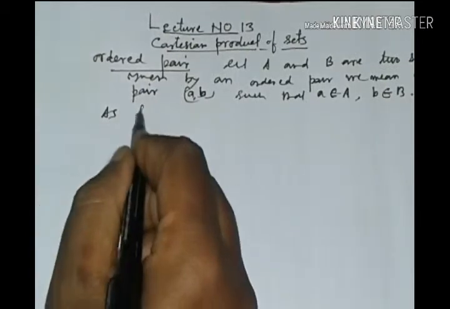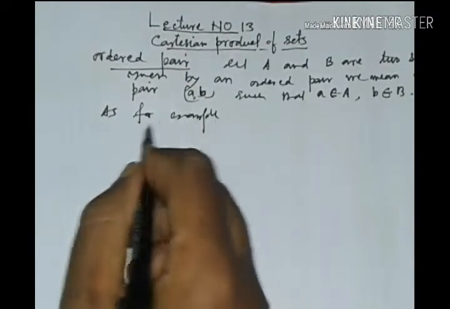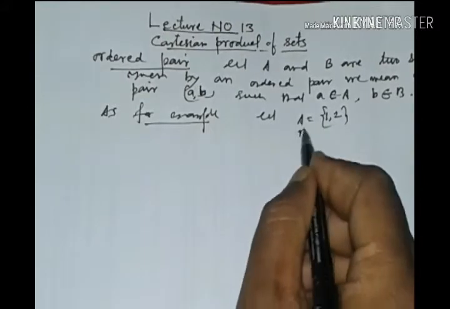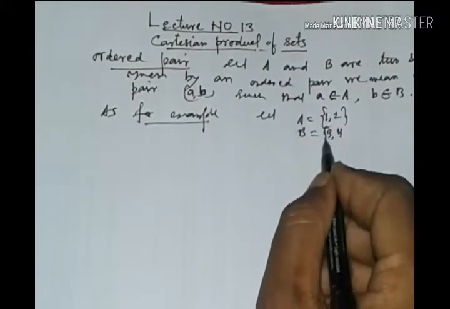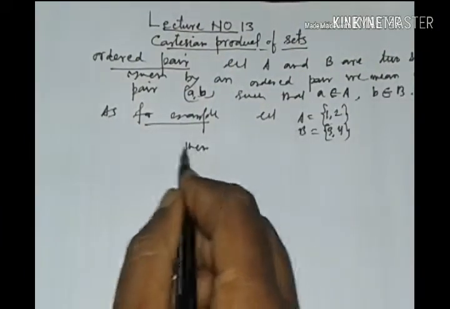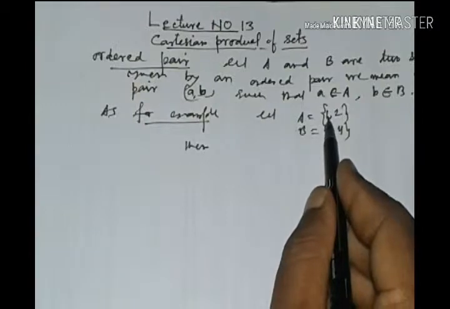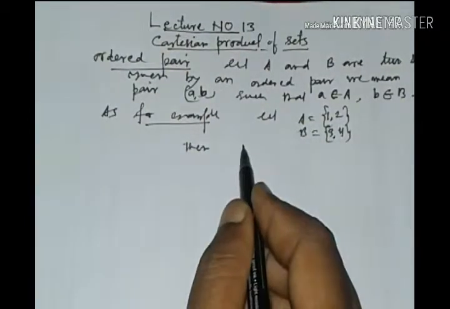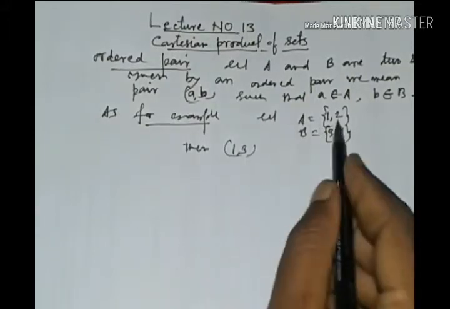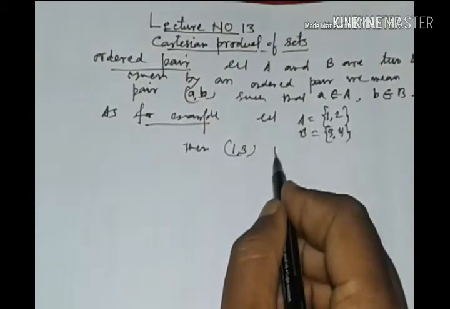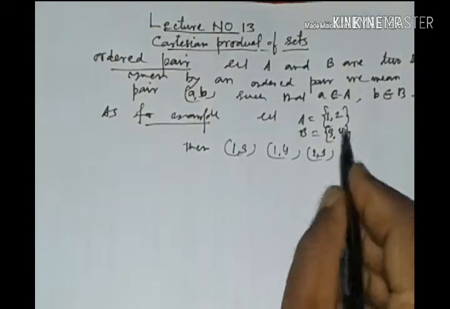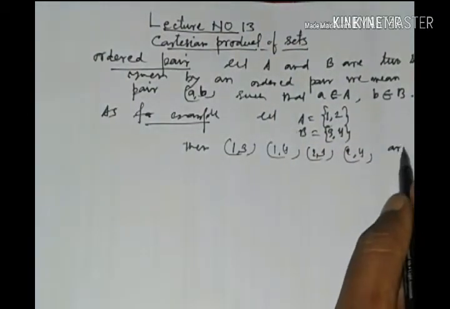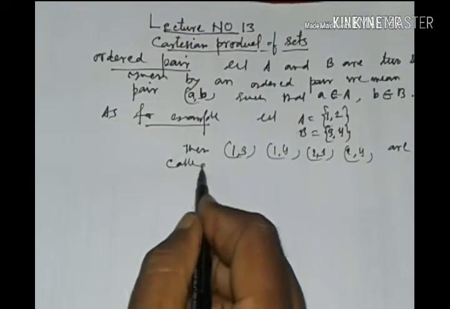As for example, let A is equal to {1, 2} and B is equal to {3, 4}. Then, taking the first component from set A and the second component from set B, we can form some pairs. That is (1, 3): 1 is from set A and 3 is from set B. (1, 4), (2, 3), (2, 4) are called ordered pairs.